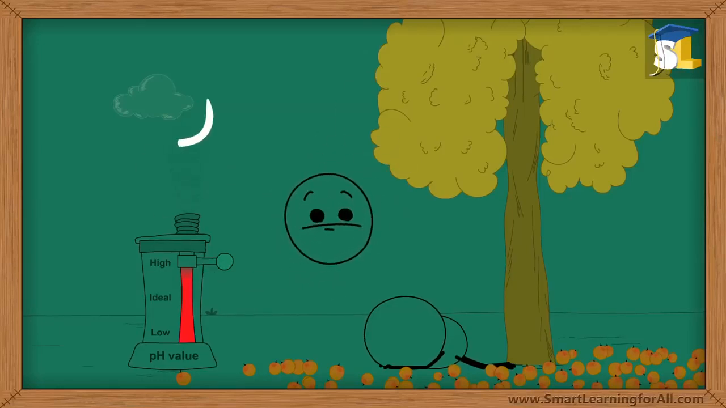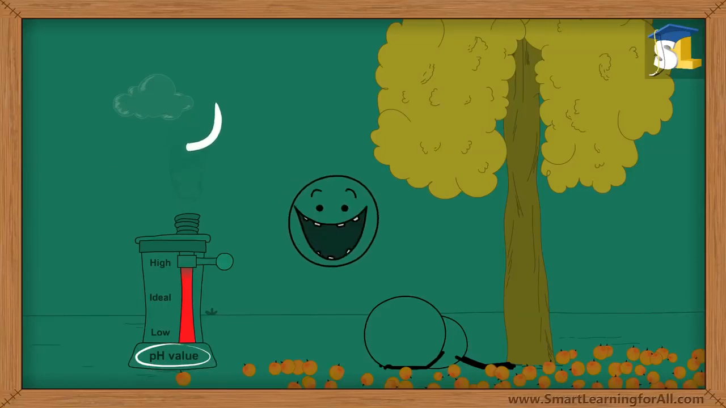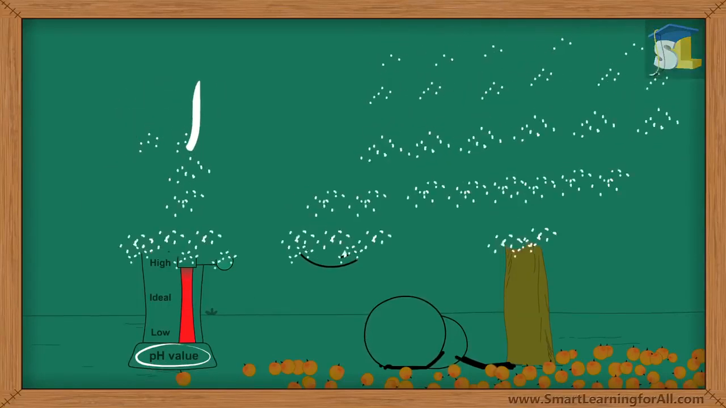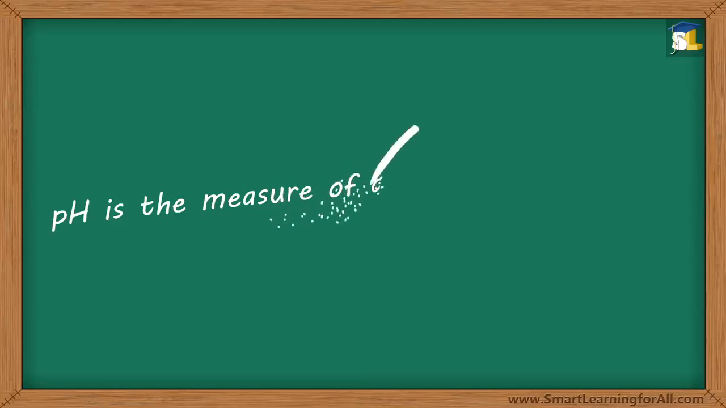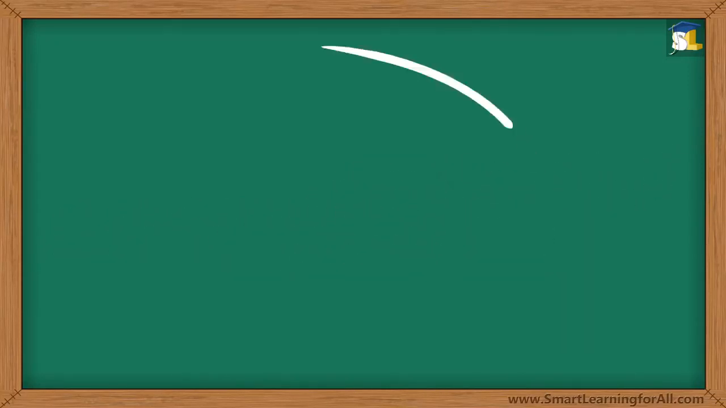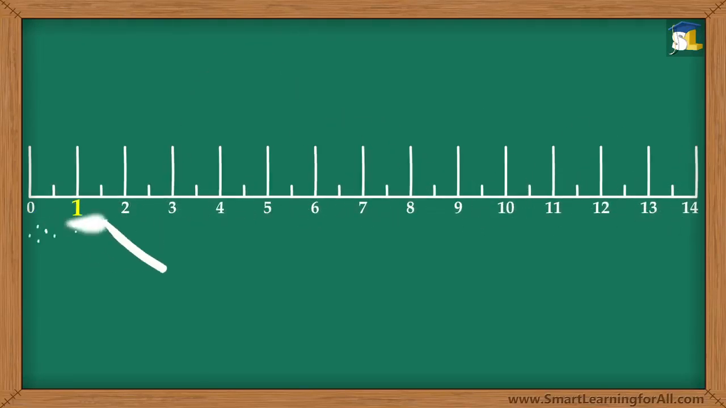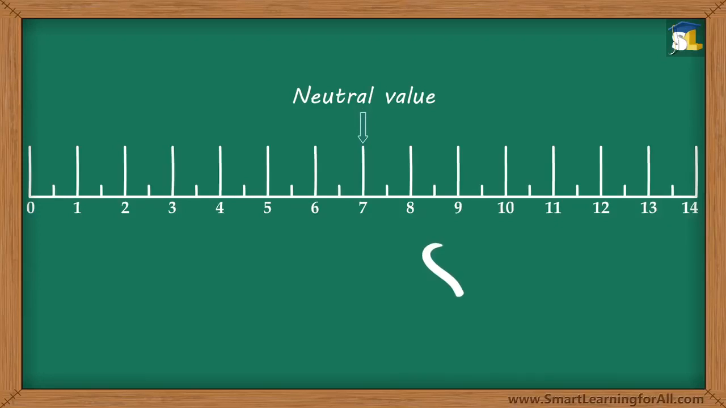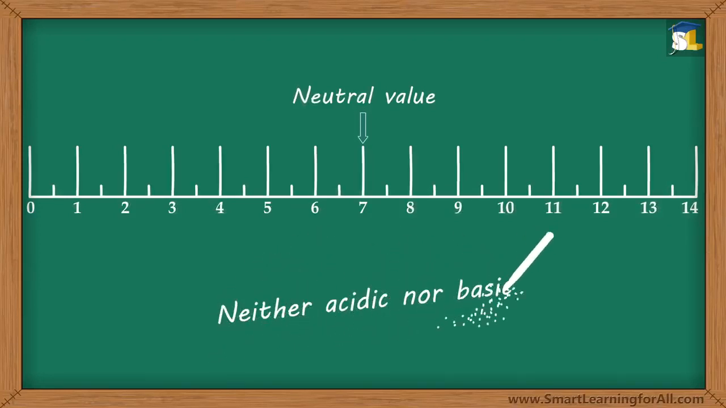Oh, what is happening to the tree? Is it merely because of pH? Yes, you are right. pH is the measure of acidity or basicity of a substance. It is expressed by positive numbers ranging from 0 to 14, where 7 indicates a neutral value. That is, neither acidic nor basic.